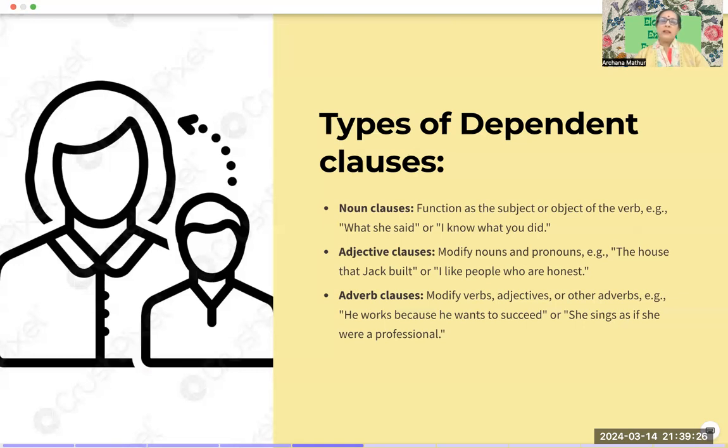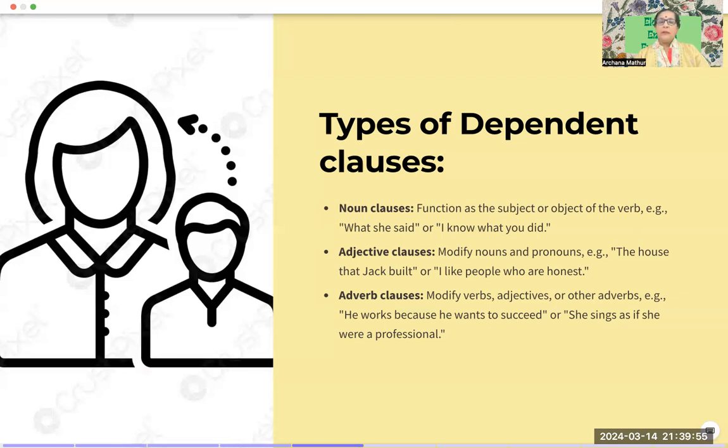Adverb clauses, again, as per the name, they modify verbs, adjectives, or other adverbs. For example, he works because he wants to succeed. He works hard, he works diligently. Okay, so instead of diligently or hard, I've used the clause because he wants to succeed. He wants to succeed is the clause. He is my subject and wants is the verb. So this becomes an adverb clause.